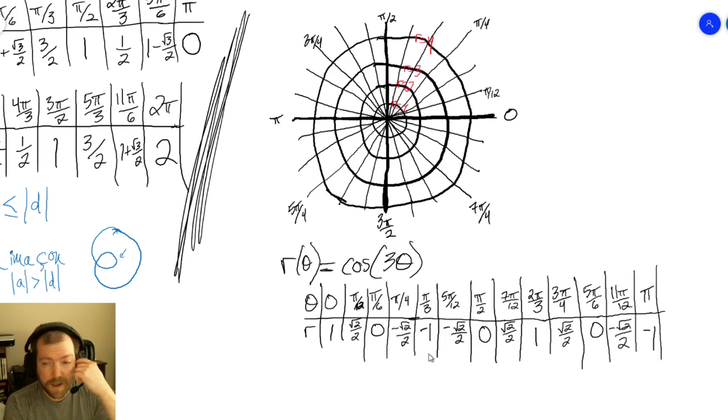And as we continue, we're going to see that 13 pi over 12 is going to be 13 pi over 4, which is 7, 9, 11, 13. So that's going to be another negative root 2 over 2. And it's just going to be symmetric to what we have here.